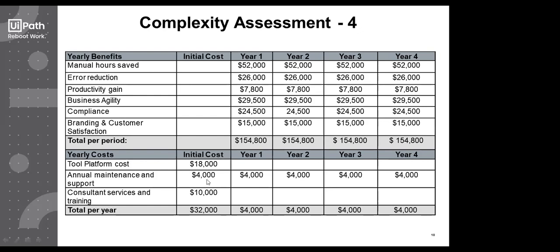Annual maintenance and support we put in each year, because to maintain the bots in production and to support them, there is some cost associated with it. So we keep putting that in each year. And then total per year is the same. So this is what we save, and this is what we put in. So that's how you calculate the ROI.